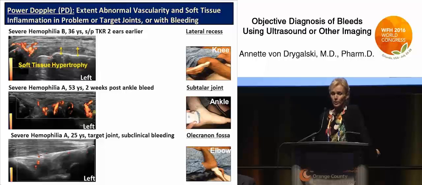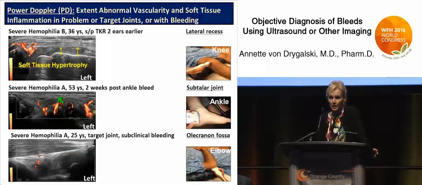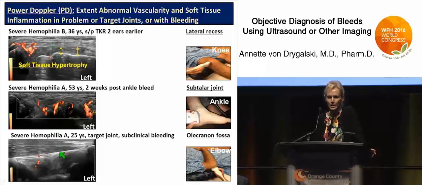So the ultrasound can also give you additional information about the extent of abnormal vascularity in soft tissue associated with problem or target joints or with bleeding. And this is the power Doppler function, and I show examples of 3 patients here for you in the lateral knee, in the subtalar joint, and in the elbow.